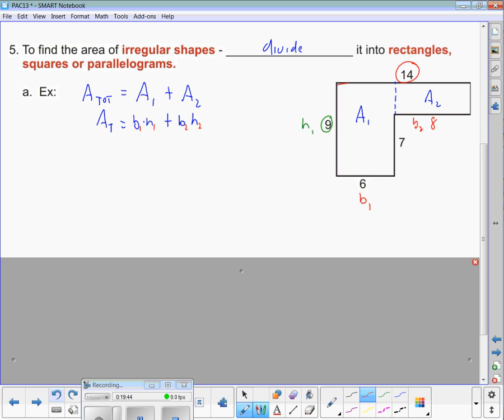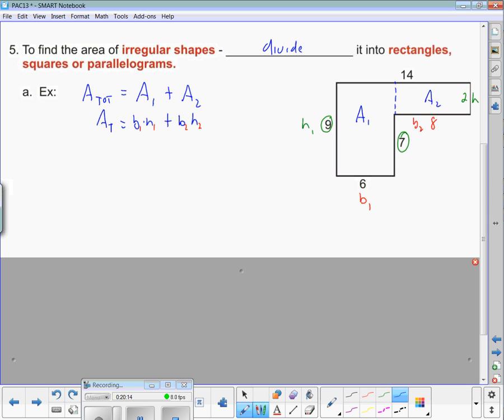How did I figure it was 8? Remember, it's 14 the whole way. I used up 6 going that far, so I've got to use up 8 to go the rest of the way. That's the logic on that. And we've got to figure out the height as well. We don't have a height listed for area 2 either. Well, watch. We've gone 7 this far. The whole way is 9. So what must be the height of area 2? And hopefully you'd say 2 would be the height.